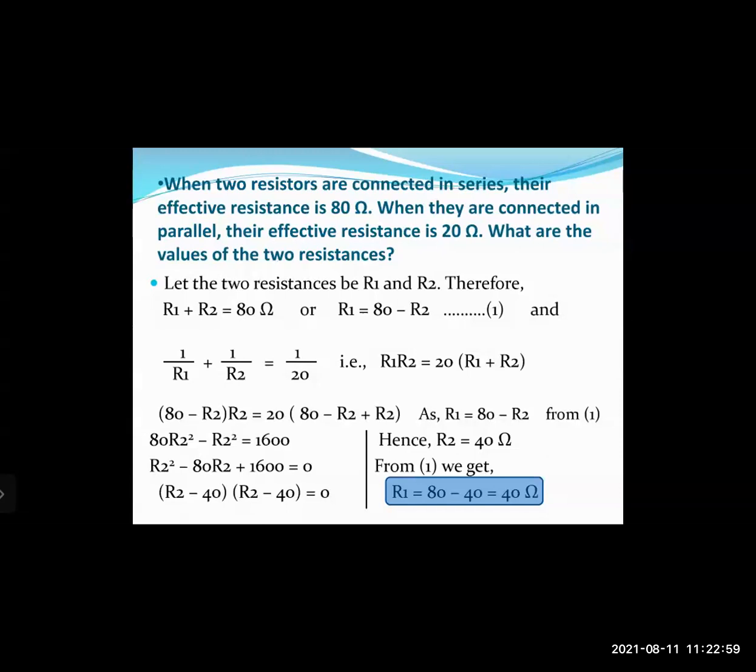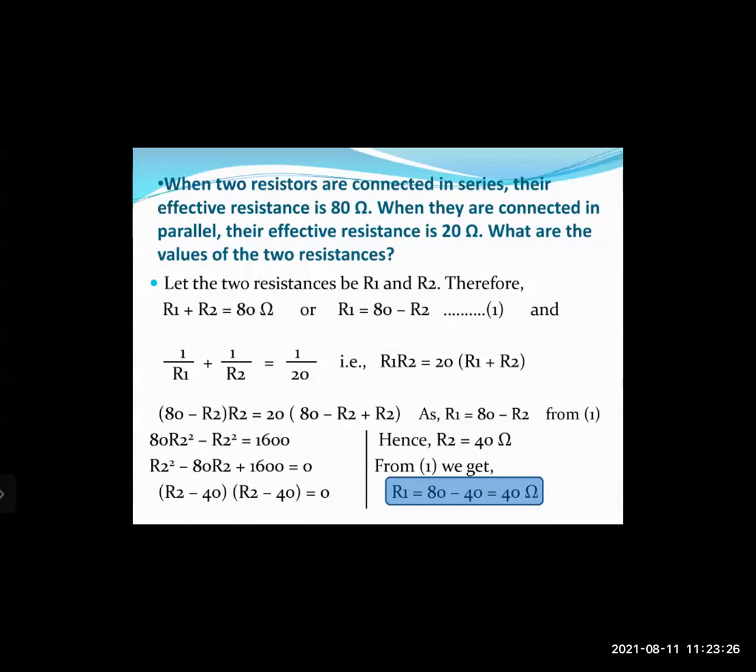When they are connected in parallel, their effective resistance is 20 ohms. Okay, so 1 by Rp is equal to 1 by 20. That is, Rp is equal to 20 ohms. What are the values of the two resistances? Now here we have to use both the formulas. Let us see. Let the two resistances be R1 and R2. Therefore, R1 plus R2 equals 80 ohms, or R1 is equal to 80 minus R2.